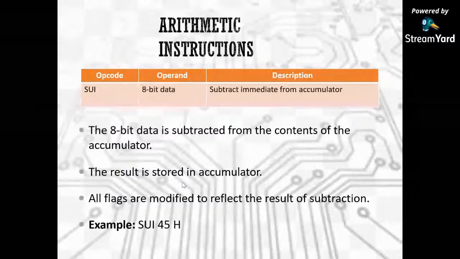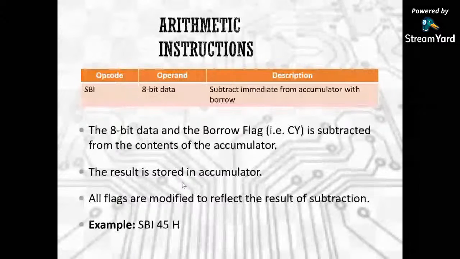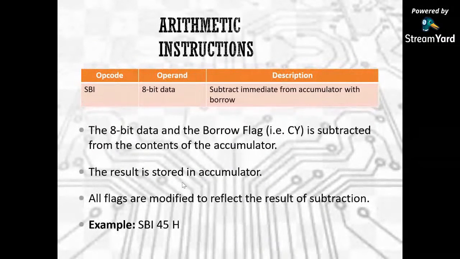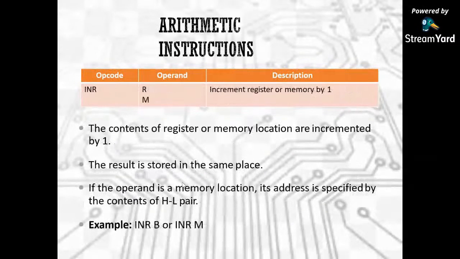We also have SBI, subtract immediate data from accumulator with borrow. The 8-bit data and the borrow flag are subtracted from the content of the accumulator. The result will be stored in the accumulator. For example, SBI 45 hexa.